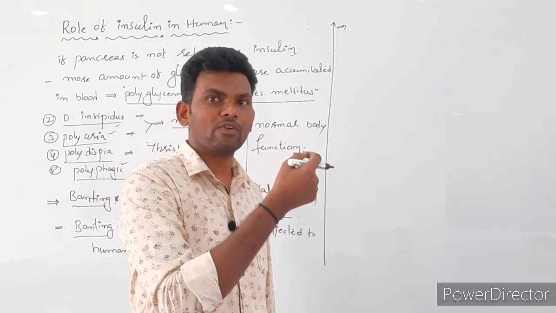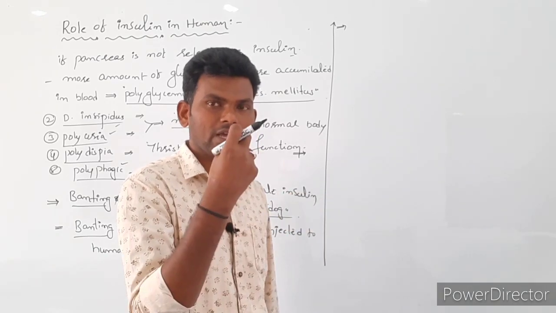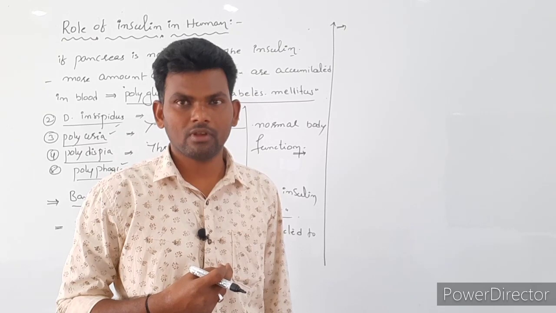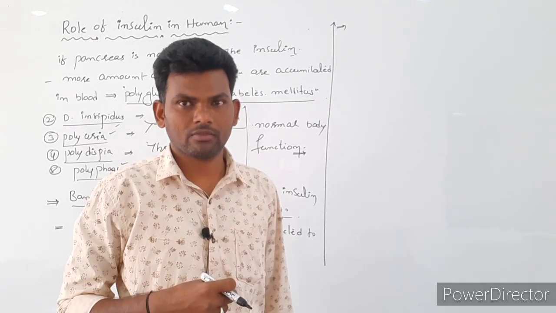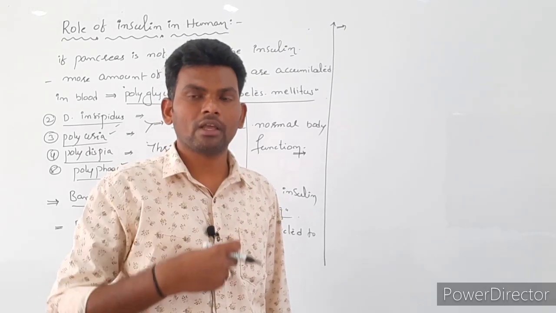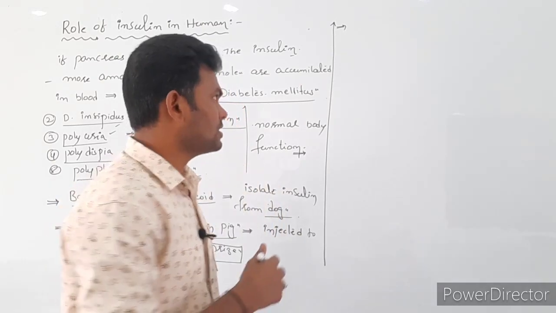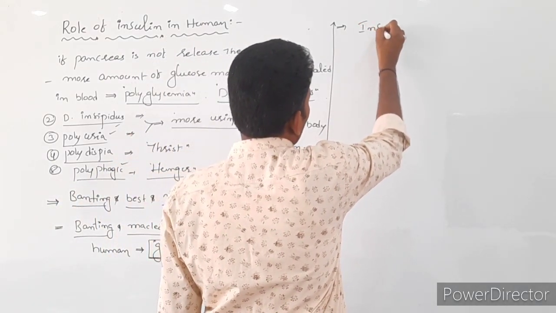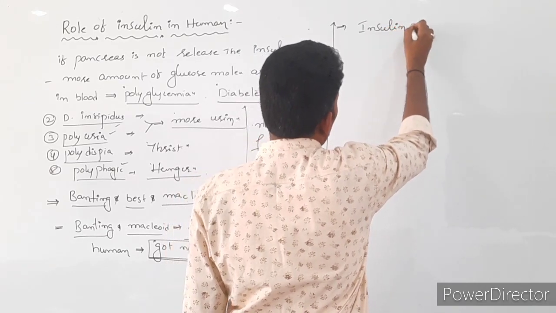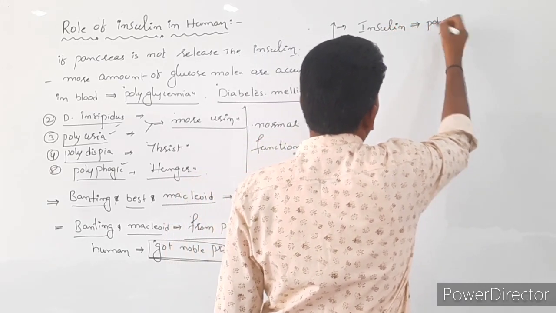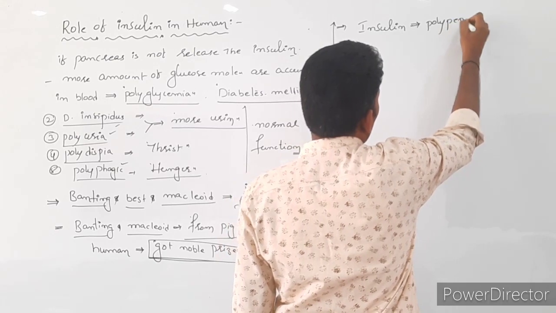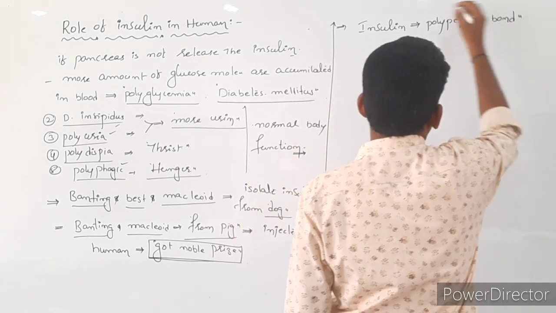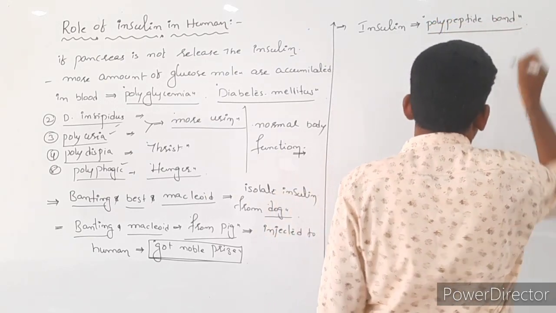Next question is asked. Those persons suffering from diabetes are given insulin injections. Then why not take it orally? If you take the insulin orally, then what happens? The answer is, insulin is a polypeptide. It is a long polypeptide chain.